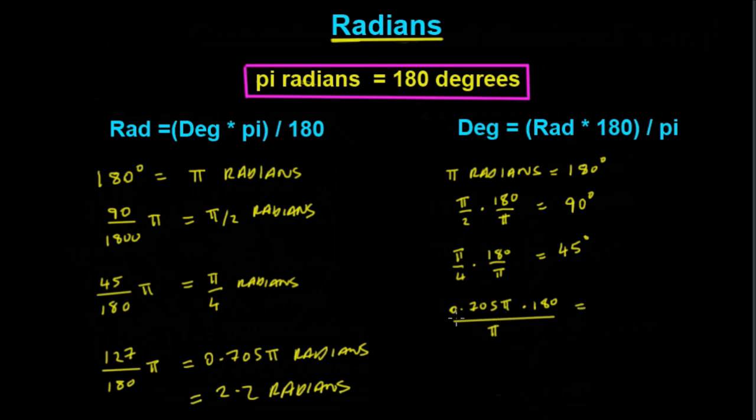So the pi's cancel and you get 0.705 times the 180, which gives us our angle of 127 degrees. Of course, it might not necessarily be written as 0.705 pi. We could just have, say, 2.2 radians. So again, 2.2 radians, well, 2.2 is just the same as 0.705 times the pi. So it's still just the same as saying 2.2, and we would multiply by 180 and divide by a factor of pi. And that's going to give us our angle, which is 127 degrees.